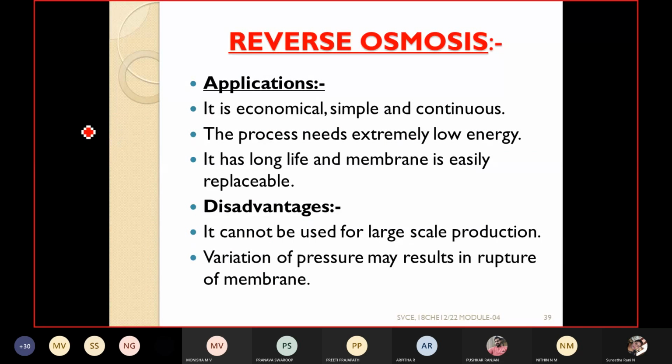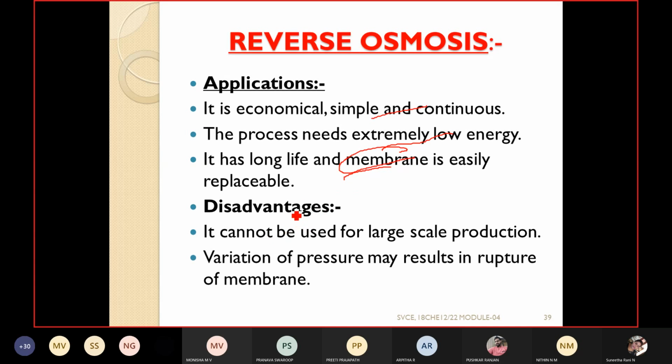So what are its applications? It is economical, simple and continuous. The process needs extremely low energy. It has a long life, and the membranes we are using inside the chamber can be easily replaced.